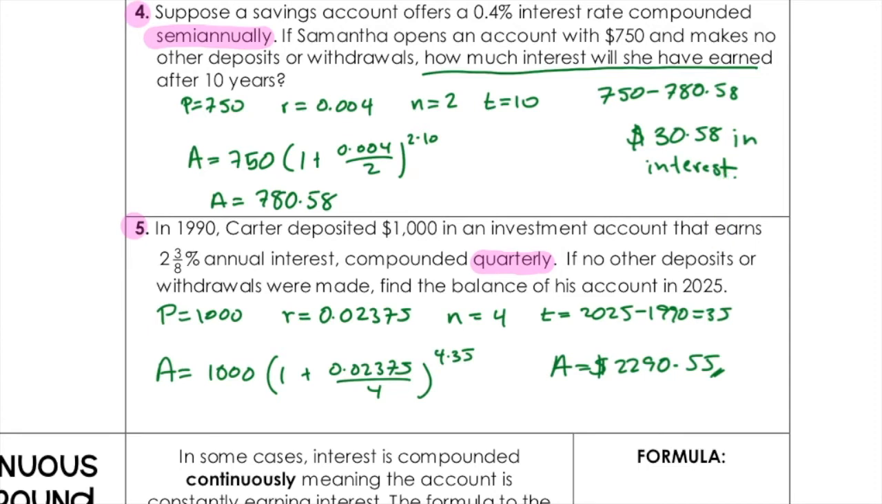Number 5, my principal is going to be 1,000. R is going to be 0.02375, so I add 2 plus 3 over 8 and then move my decimal. N is 4 because it's quarterly. Then T is 2025 minus 1990, so it's 35 years. So at the end, you should have 2,290 dollars and 55 cents.